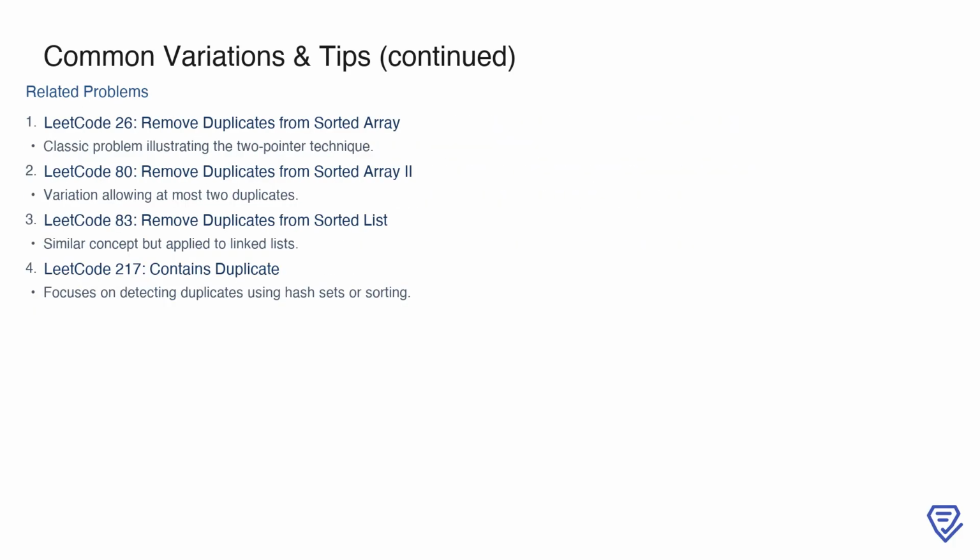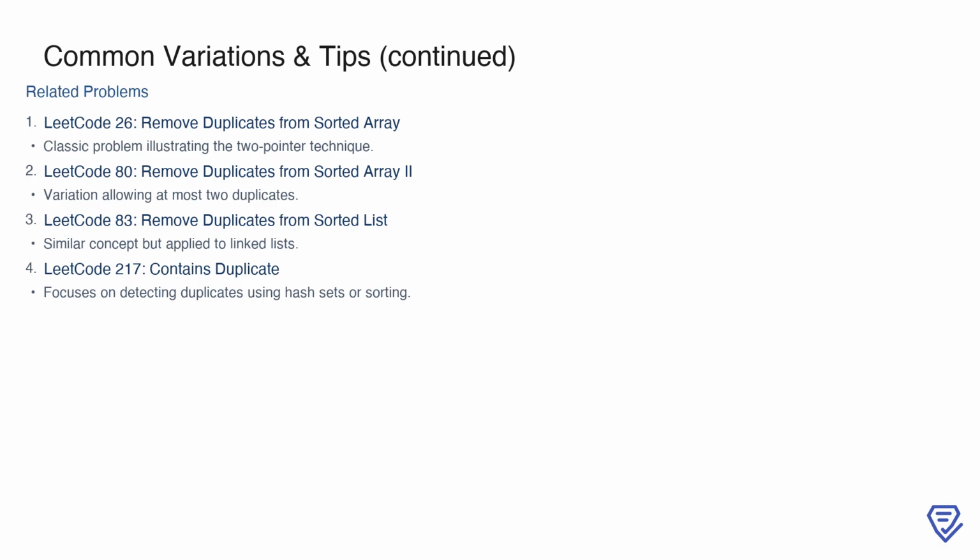This problem is closely related to several others that you might encounter. For instance, LeetCode 26, which we're discussing, is the classic example of using the two-pointer technique to remove duplicates. A common variation is LeetCode 80, where you're allowed at most 2 duplicates instead of none. Another similar problem is LeetCode 83, which applies the same concept to linked lists instead of arrays. Finally, LeetCode 217 focuses on detecting duplicates rather than removing them, and it often involves hash sets or sorting to identify repeated elements. Understanding these related problems can deepen your grasp of the underlying concepts and prepare you for variations in interviews.